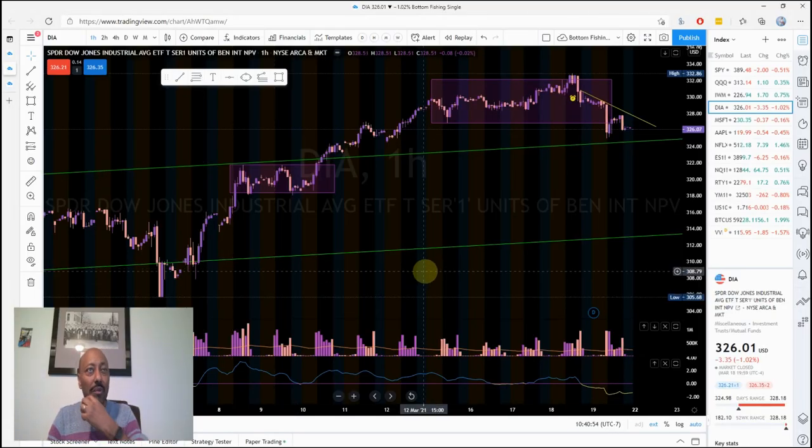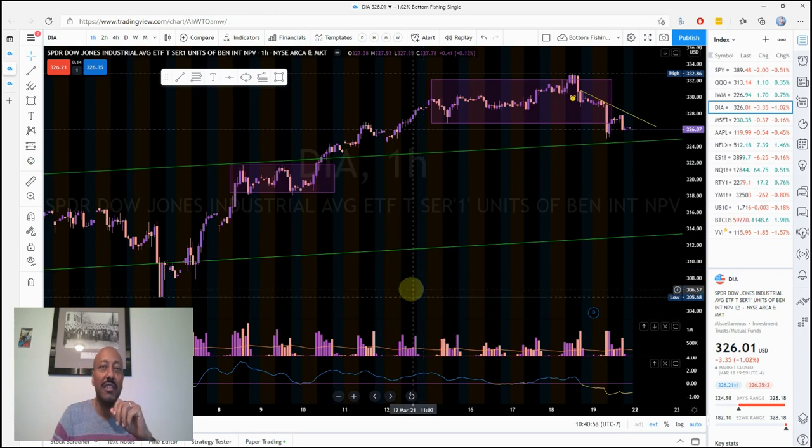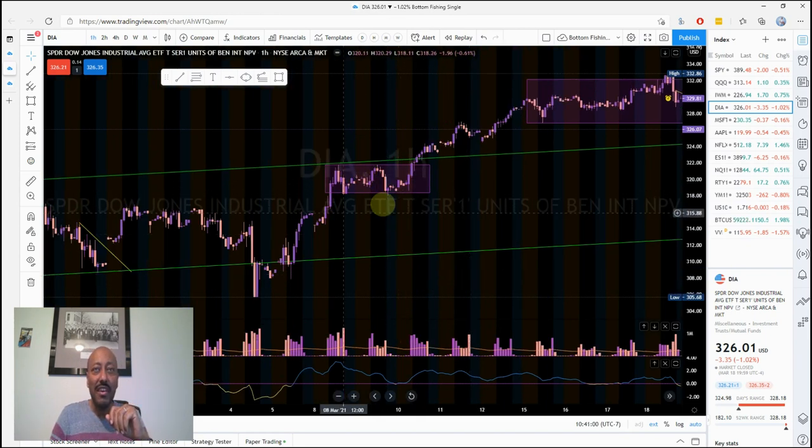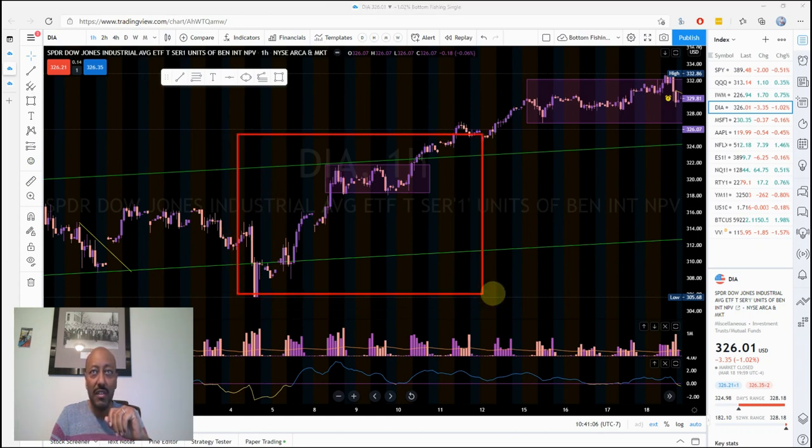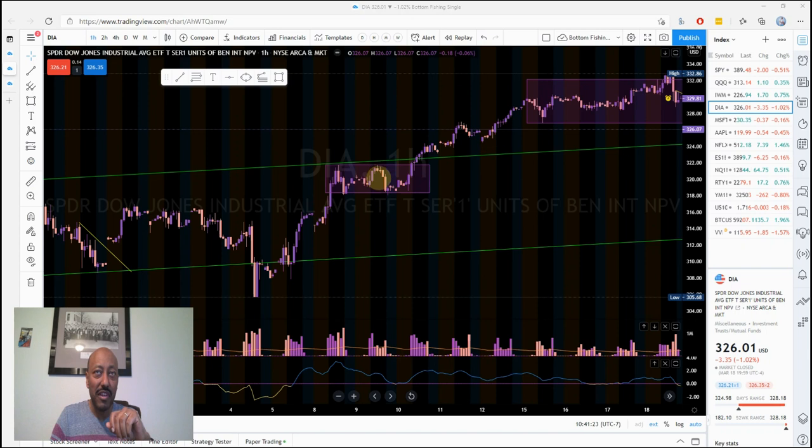So here I put up the chart of the diamonds. This is the hourly chart. And as you can see here in this zone, right here, price was driving up. We have our buying climax here, and then it started to form a range. So that's what you want to see. You want to see this range formed.